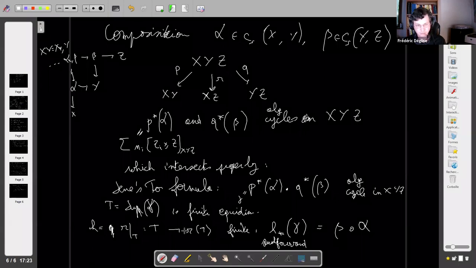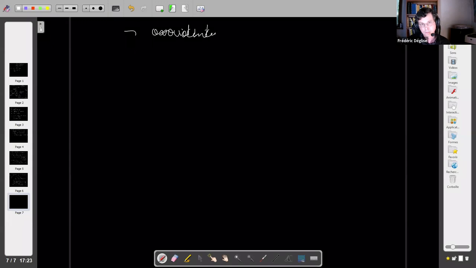Okay, so sorry, I've missed some questions, but let's see. Okay, so a good point is that you can check associativity and also there is a neutral element.